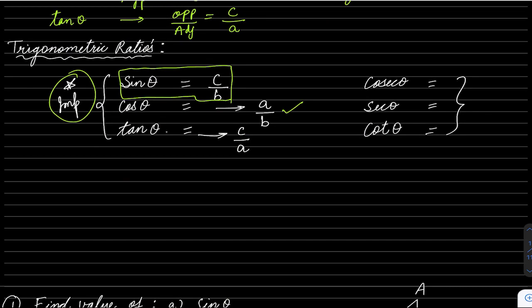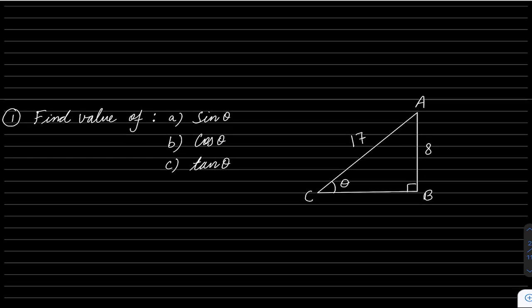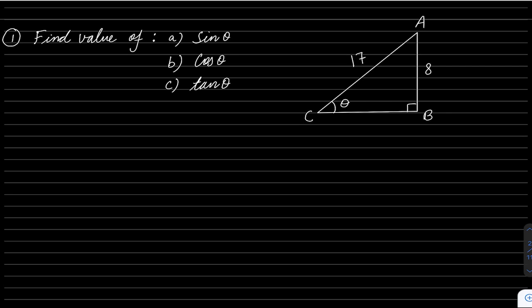Now let's see how they will ask questions based on sine theta, cos theta, and tan theta, that is, the trigonometric ratios. Let's take a simple question first. We have a triangle ABC, right angled at B. Length of AB is given as 8. Length of AC is given as 17. For this triangle, we have to find the value of sine theta, cosine theta, and tan theta. Tan theta is basically short for tangent theta. I think you must know this.